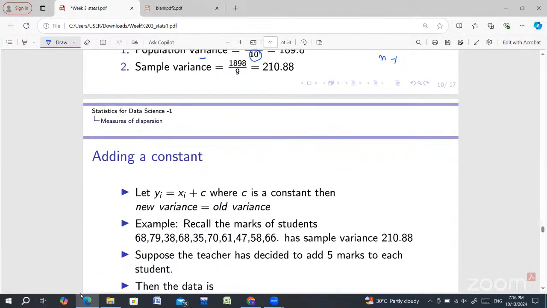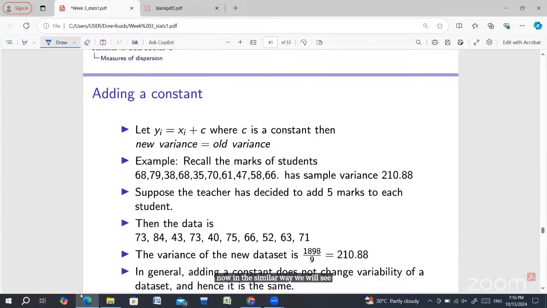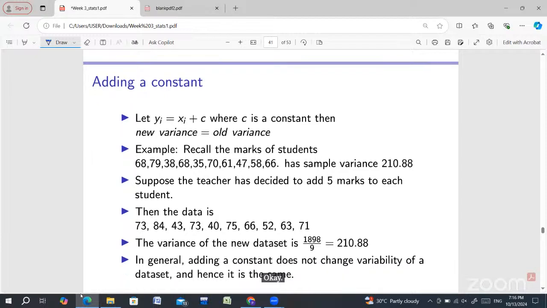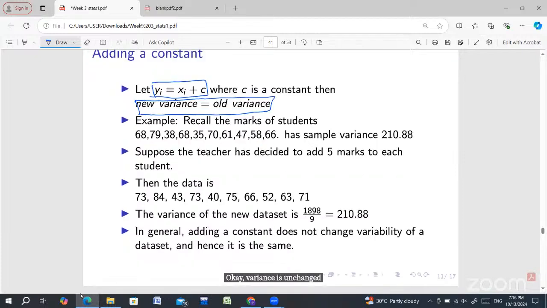Now, in a similar way, we will see that if we add a constant or multiply by a constant, how the variance is affected. So you can see that if you add a constant to each data point, then the variance remains the same. Variance is unchanged. You can verify it with the example.